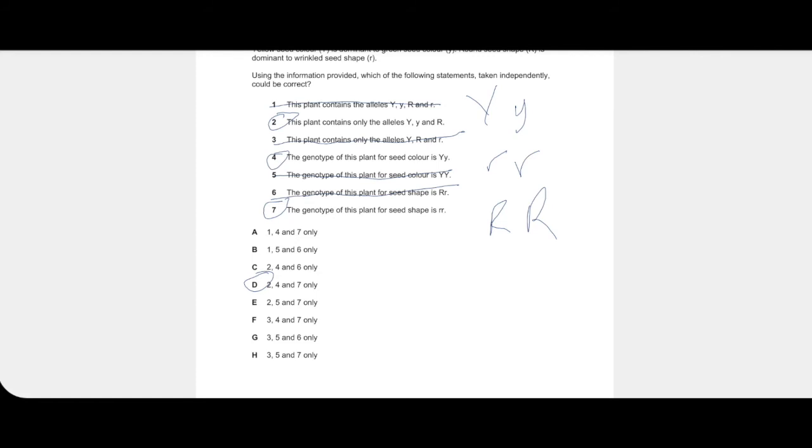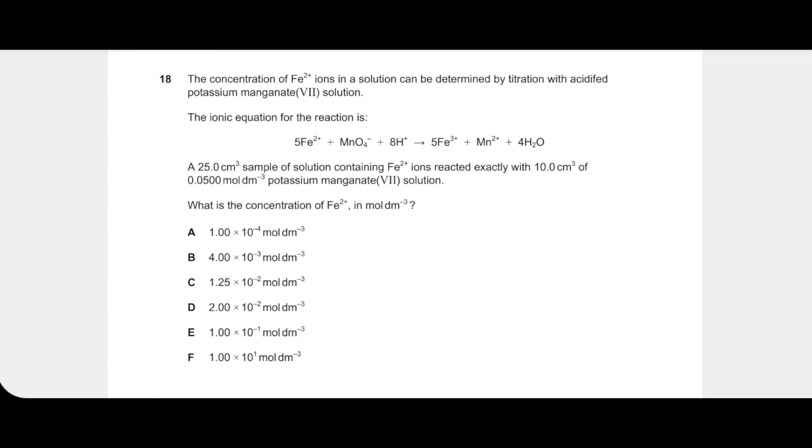And that is question number 17 completed. Question number 18. The concentration of Fe2+ ions in a solution can be determined by titration with acidified potassium manganate(VII) solution. The ionic equation for the reaction is as displayed. A 25 cm³ sample of solution containing Fe2+ ions reacts exactly with 10 cm³ of 0.05 mol/dm³ potassium manganate(VII) solution. What is the concentration of Fe2+ ions in moles per decimeter cubed?